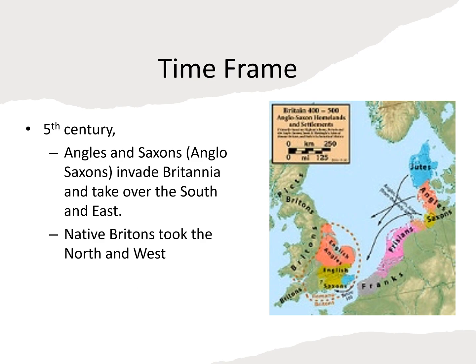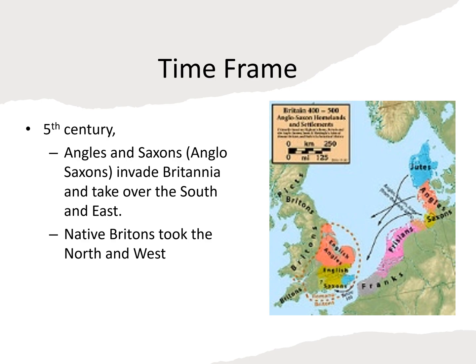So quickly we'll look at some time frames. In the 5th century, we have, living in Britannia, Angles and Saxons, called Anglo Saxons, and they invade Britannia and take over the south and east. So at the right here, you see a map, and you see the Jutes, the Angles, the Saxons, and the Frisians with lines drawn over to the areas they invade and settle. They intermarry, they have children, and they become citizens of Britannia.